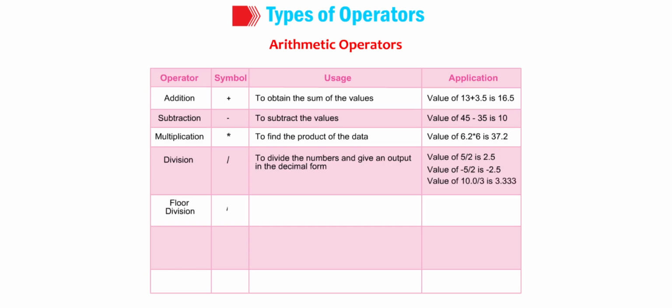Floor division. To divide the numbers and give an output in the integer form. Value of 5//2 is 2. Value of minus 5//2 is minus 3.